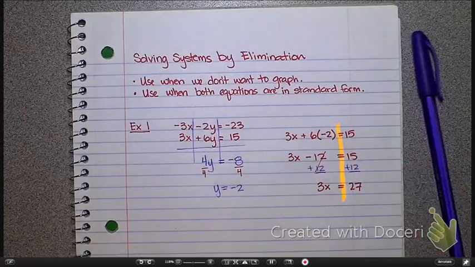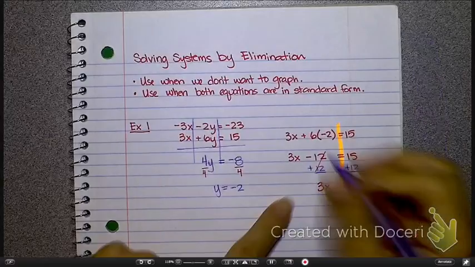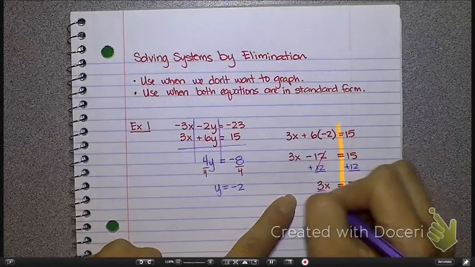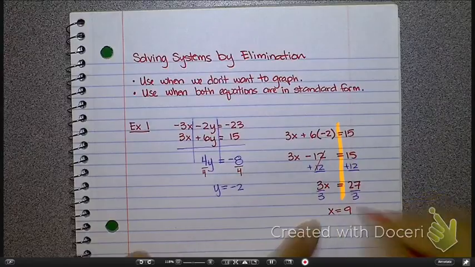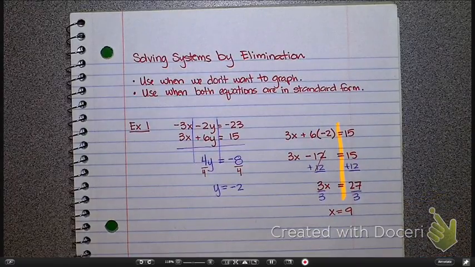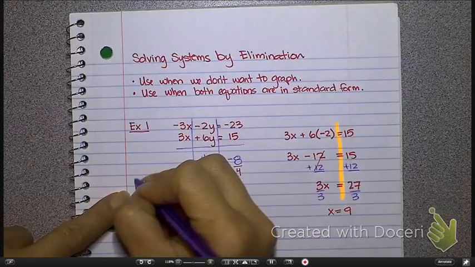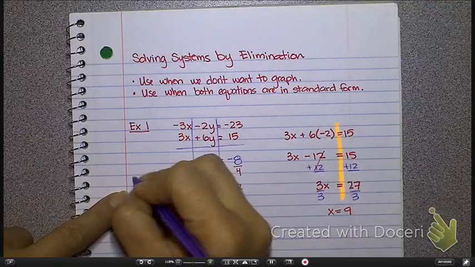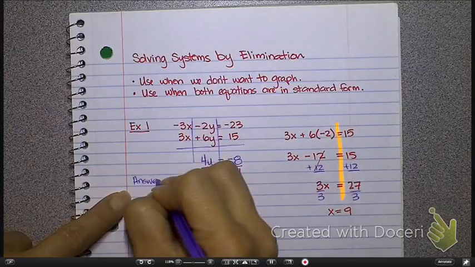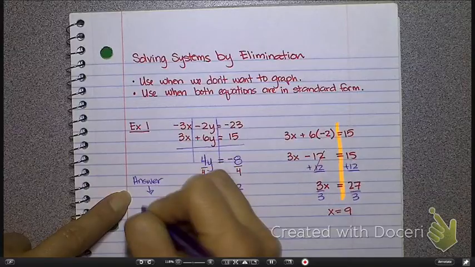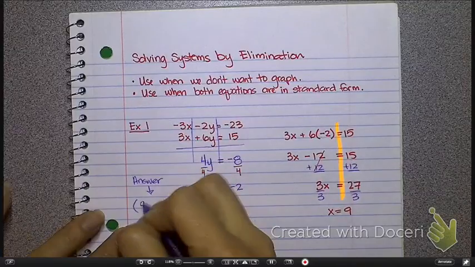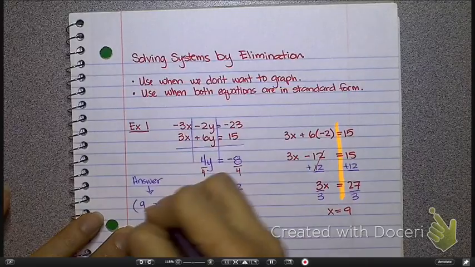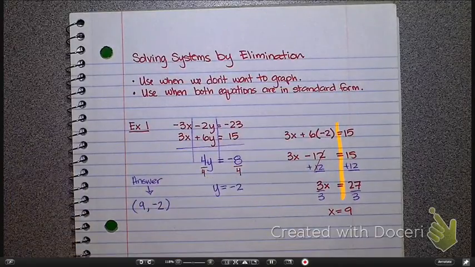So what is 27 divided by 3? 9? Okay. So I get x equals 9. So now I have enough information to write down my ordered pair. So let's write down my answer as the ordered pair. What number goes first? 9, because that's the x, and then -2 is the y value. Okay?